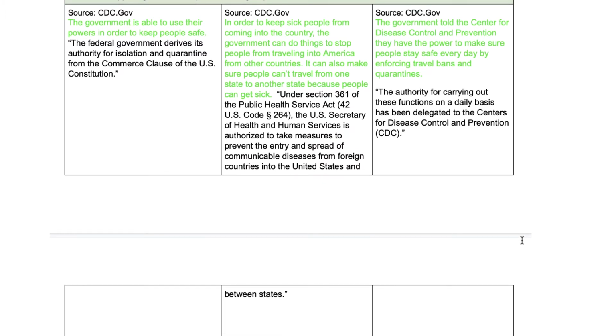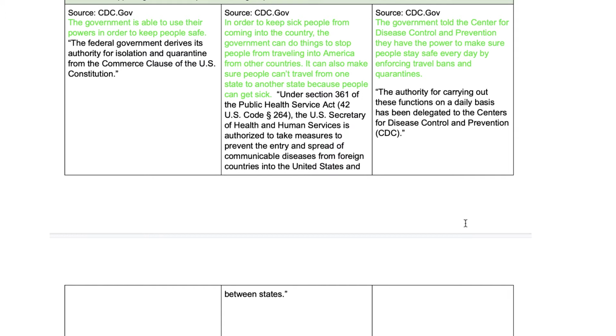For the third, if you look in the third box, in my words, it says, the government told the Center for Disease Control and Prevention they have the power to make sure people stay safe every day by enforcing travel bans and quarantines. The authority for carrying out these functions on a daily basis has been delegated to the Centers for Disease Control and Prevention, or CDC. So the CDC, which is the website where I got this information, is essentially the government, and they were given the authority to evaluate what's going on every day and to enforce the travel bans and restrictions to keep people safe.